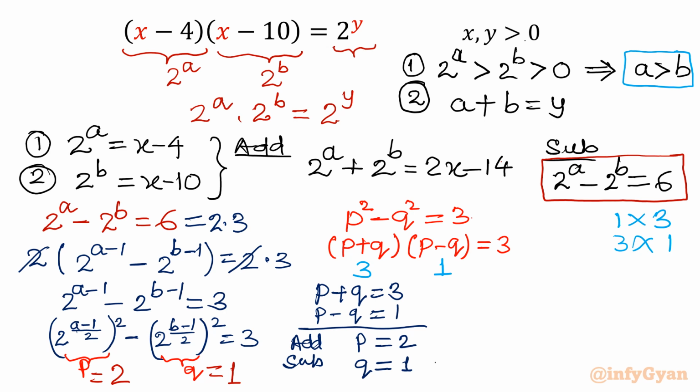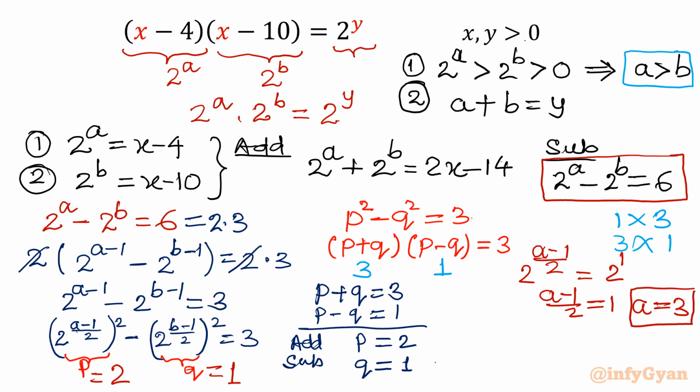Let's find out a and b first. So I will write 2 raised to the power (a minus 1) over 2 equal to 2. That means (a minus 1) over 2 equal to 1, its power is 1. So a minus 1 will be equal to 2, a will be equal to 3. So from here we got a equal to 3. Now second equation, this was first. Now let's consider second, which is in b variable. So 2 power (b minus 1) over 2 equal to q, which is 1. So I will write this 1 as 2 power 0. So from here (b minus 1) over 2 will be 0. So b is equal to 1.